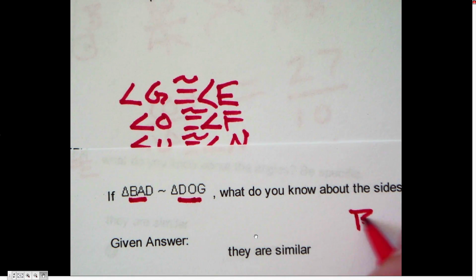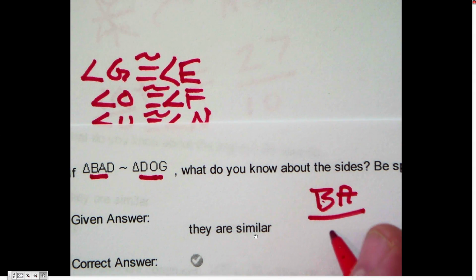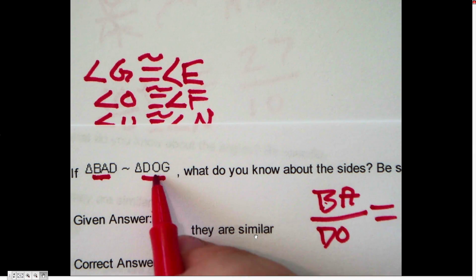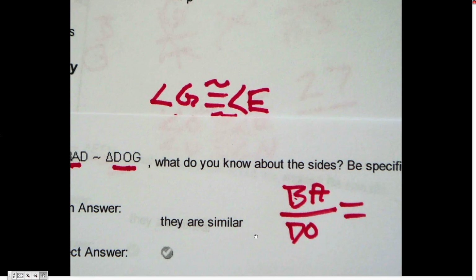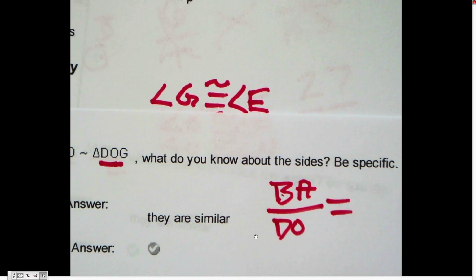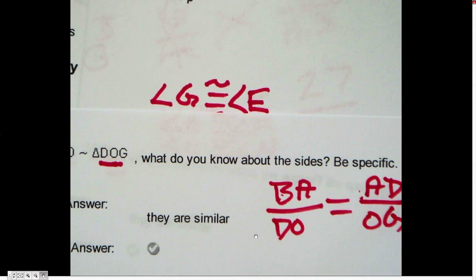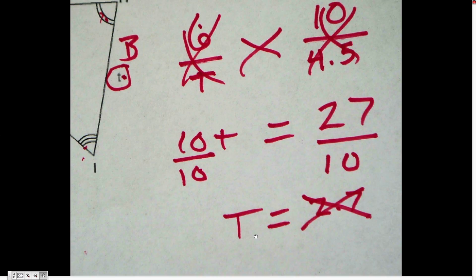So we see that BA is going to be the same ratio as DO. And that's going to be equal to AD and OG. And that's going to be equal to DG and BD. Okay, so you're just looking for how the sides compare to each other. So BA, that ratio, whatever that fraction is going to be the same ratio, the same fraction as AD over OG.